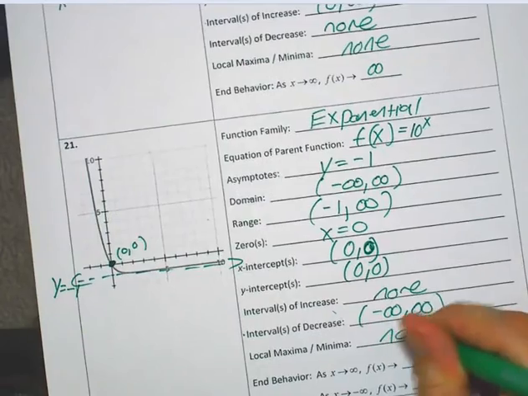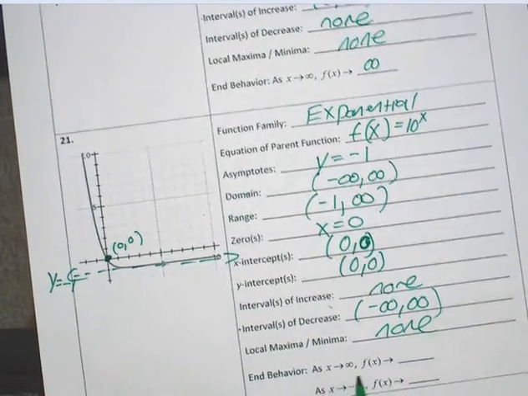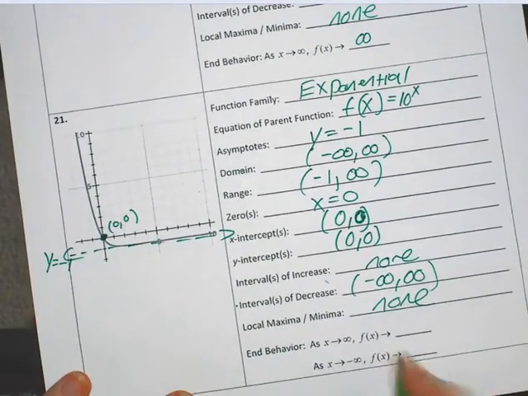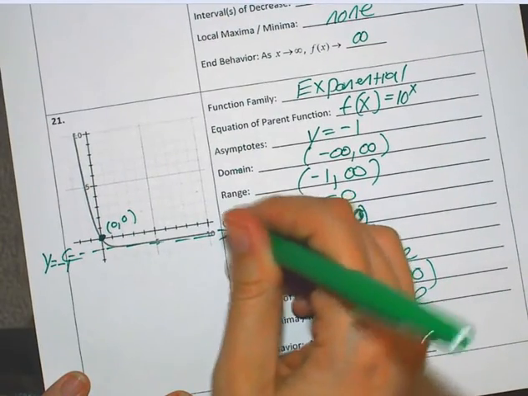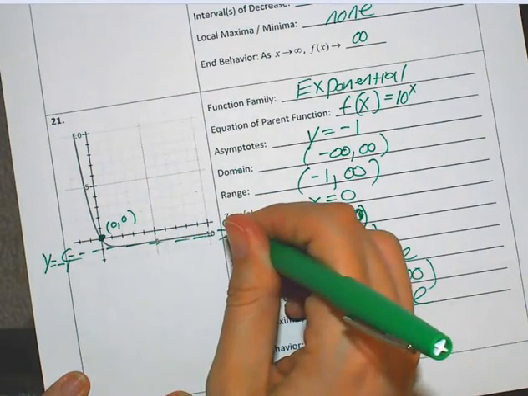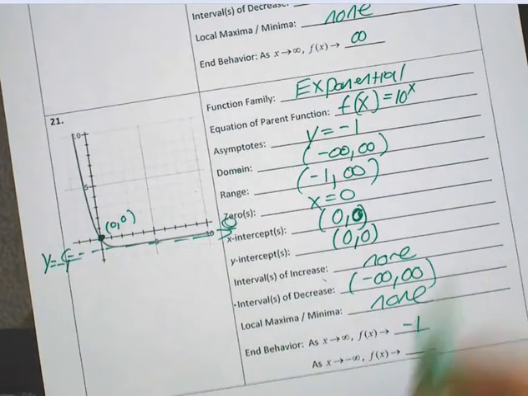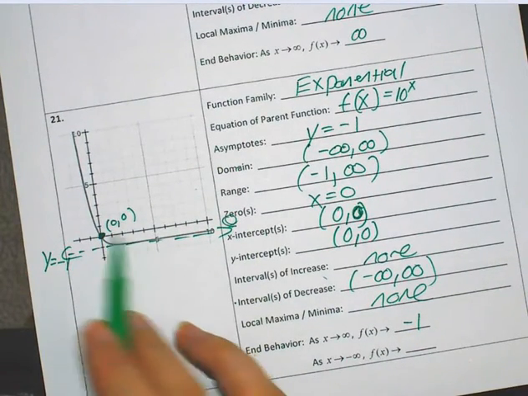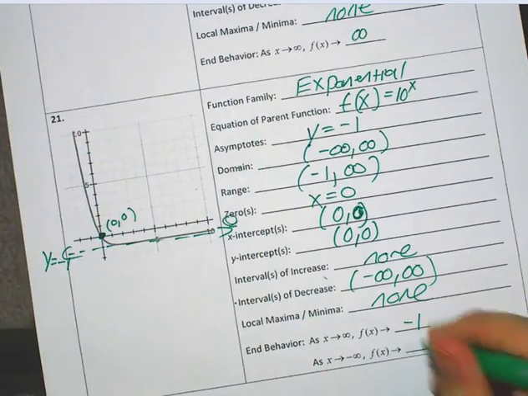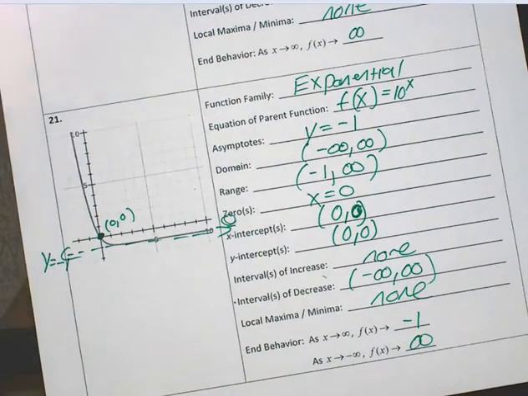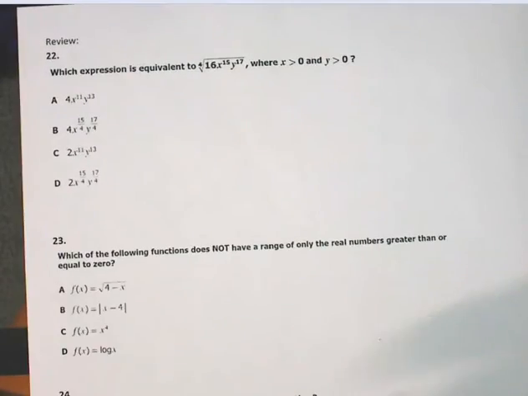Max or min, none. As x approaches infinity, f of x, so what's happening way out here? F of x is getting closer and closer to -1, and it never crosses that. If x approaches negative infinity, f of x approaches positive infinity. All right, and then the last part of the test is going to be review. So you need to make sure you're able to answer some of these review questions. These are similar to what you're going to see on the test.